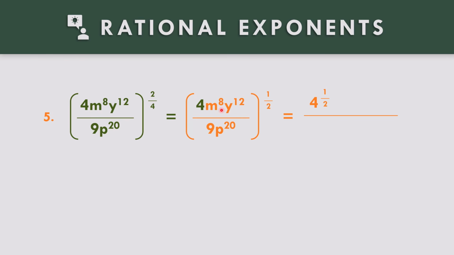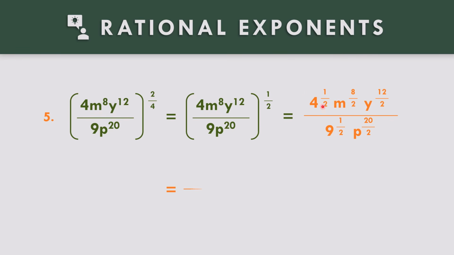M, that is 8 times 1 half, that is 8 times 1, that is 8. So m to the 8 over 2. While y, 12 times 1 is 12, divided by 2. So y raised to 12 over 2. How about the denominator? 9 raised to 1 half. So 1 times 1 half is 1 half. So 9 raised to 1 half. P, 20 times 1, that is p, 20 over 2.